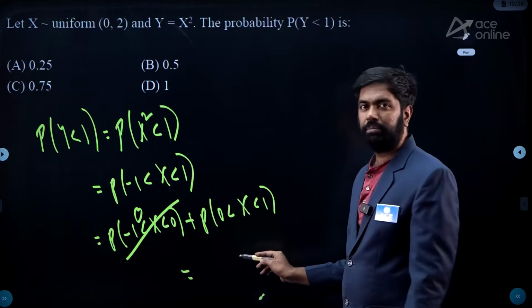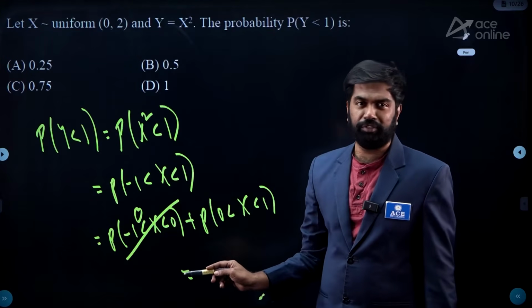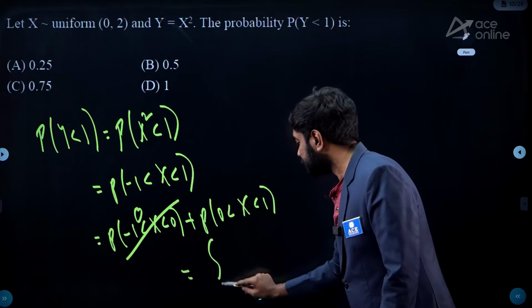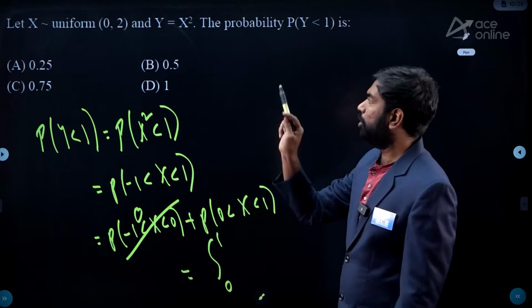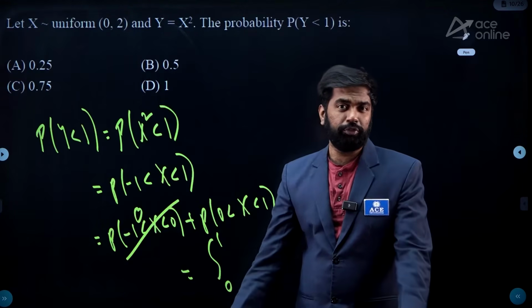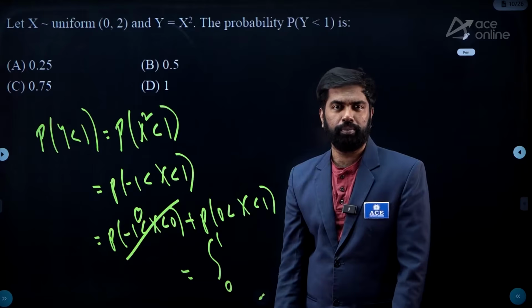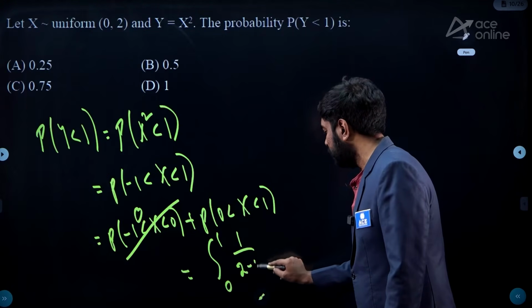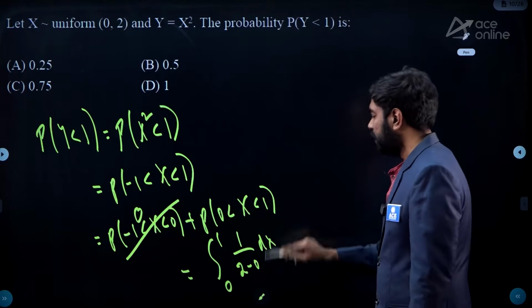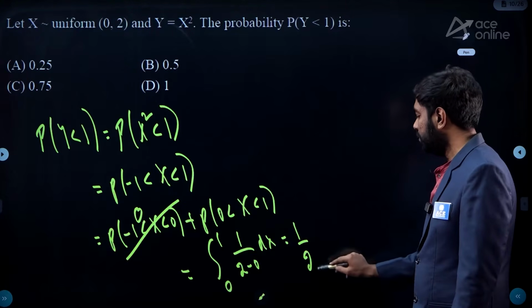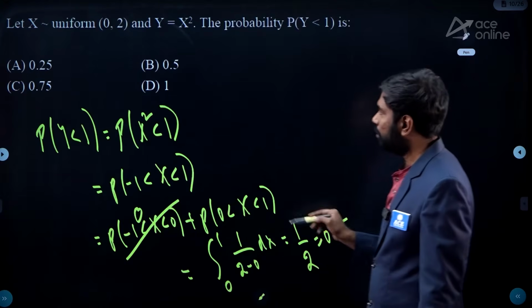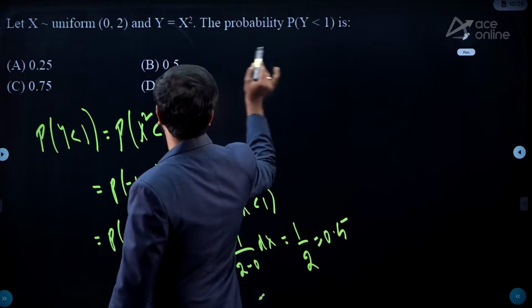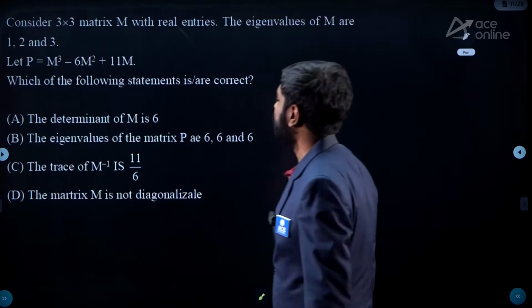To find this, you need to integrate the probability density function from 0 to 1. What's the probability density function of x which is uniformly distributed in the interval 0 to 2? The formula is 1 by (b minus a), which is 1 by (2 minus 0), which is 1 by 2. Integration of that will give you 1 by 2, which is 0.5. The probability of occurrence of this event y less than 1 is 0.5.